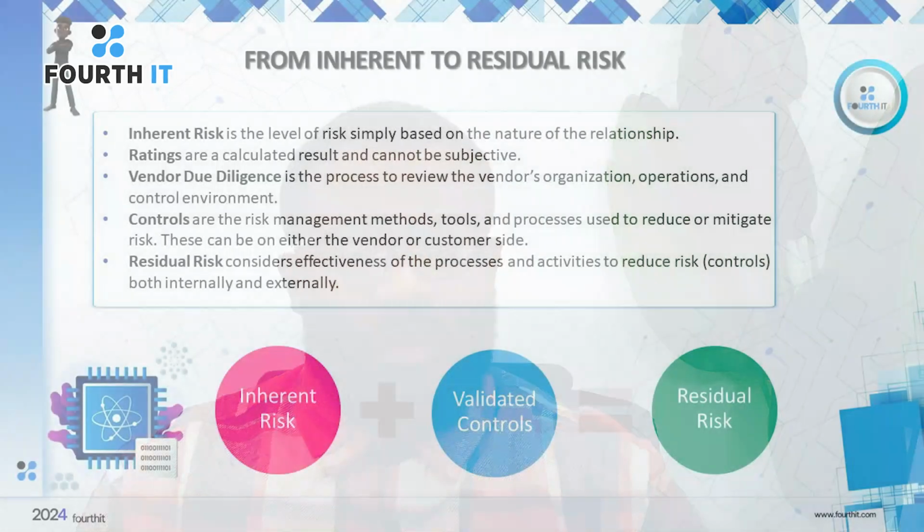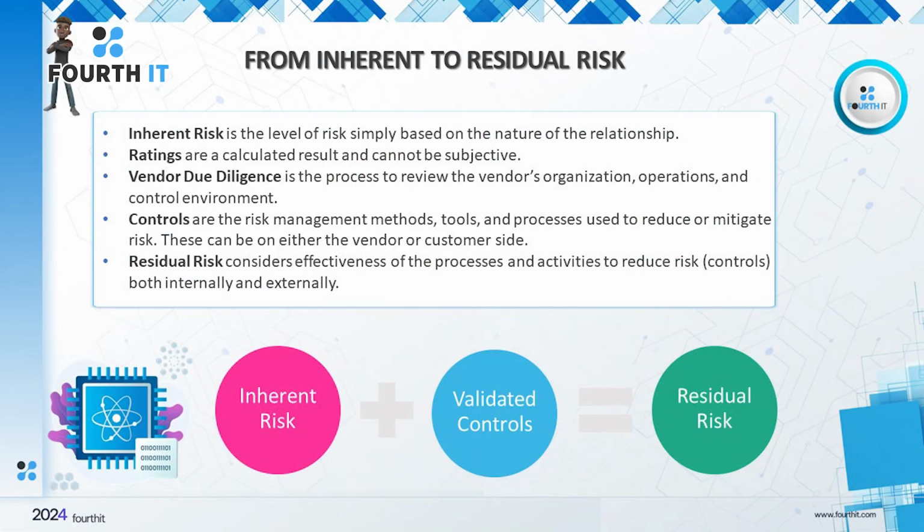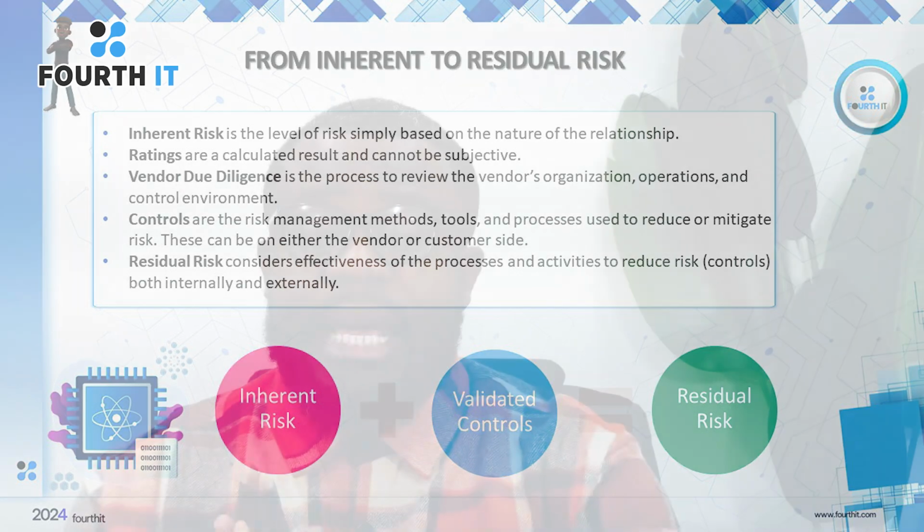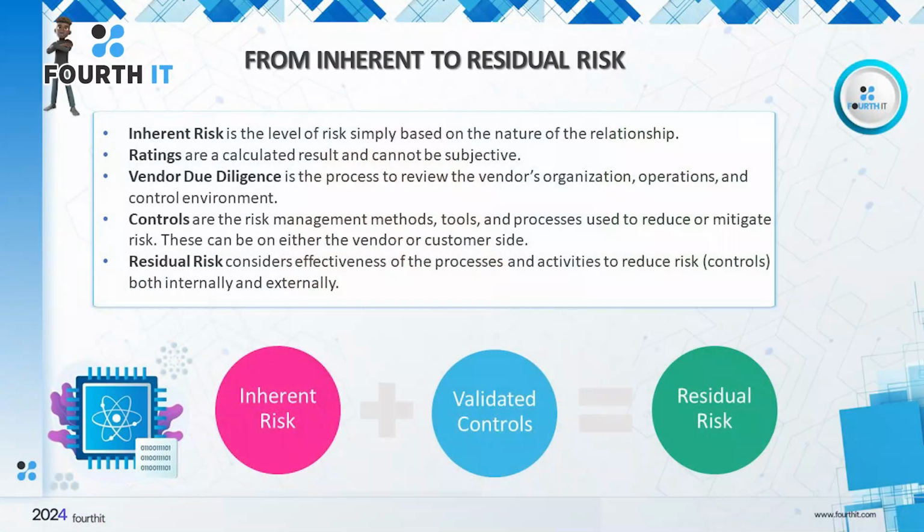Now, we have controls. Controls are the risk management methods, tools, or processes used to reduce or mitigate risk. This can be on either the vendor or the customer side. And so controls are the measures that we are putting in place to make sure that our system is secure. So when we are having conversations with the vendor, we want to find out from the vendor what controls they have in place. We do this by asking them questions. And the responses to those questionnaires are going to give us an idea whether the vendor has those controls in place.